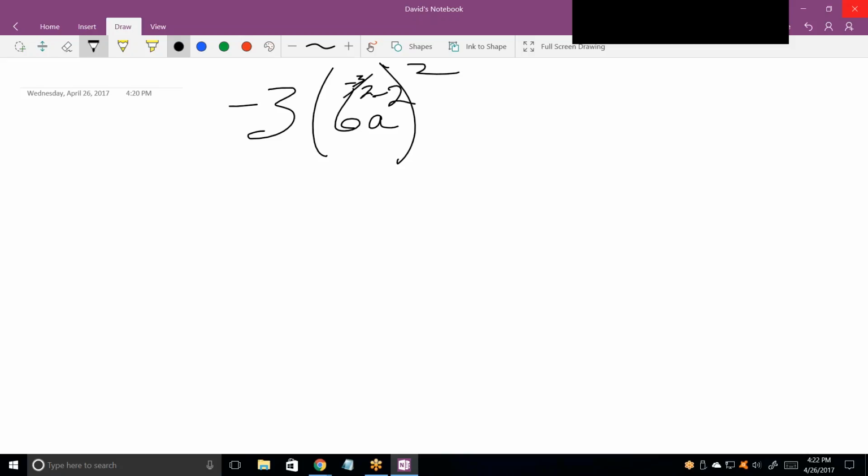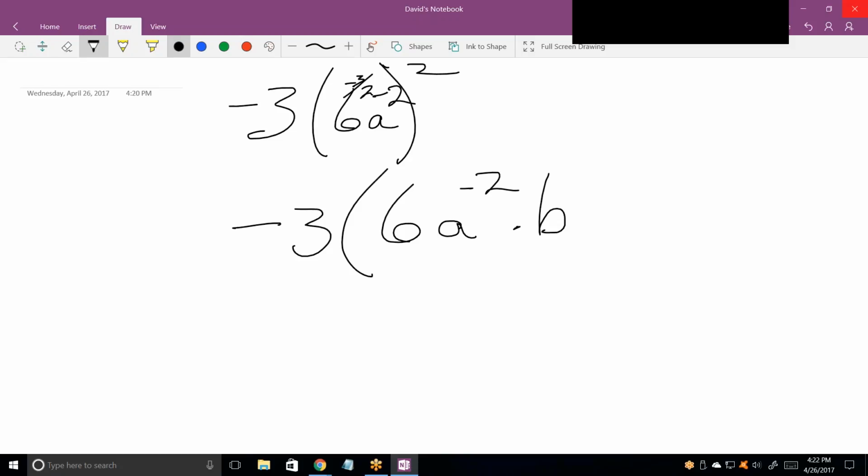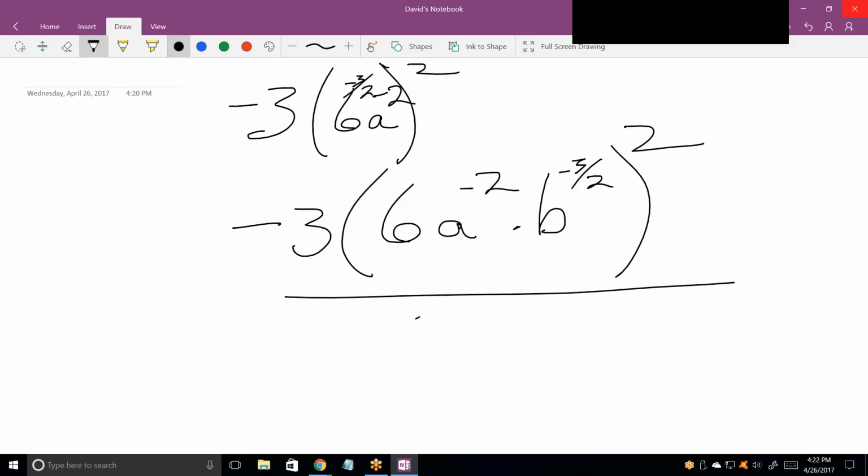No, shoot. Hold on, let me retry this. So it'd be -3 parentheses 6a to the -squared, right? No parentheses. And then times b, and then b exponentiated to the -3/2. And then all of that squared. Okay. Oh wait, and then over 27a to the -1 power. Okay, there's a big difference.